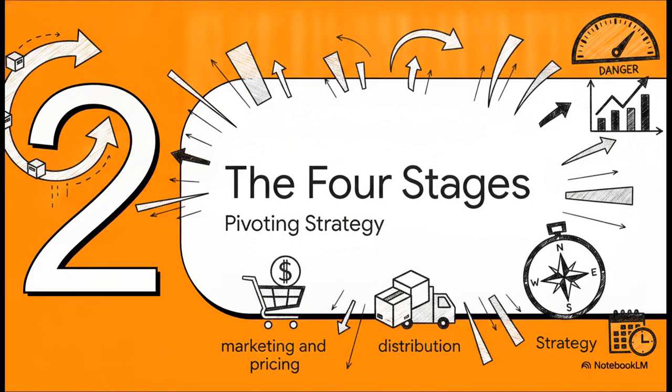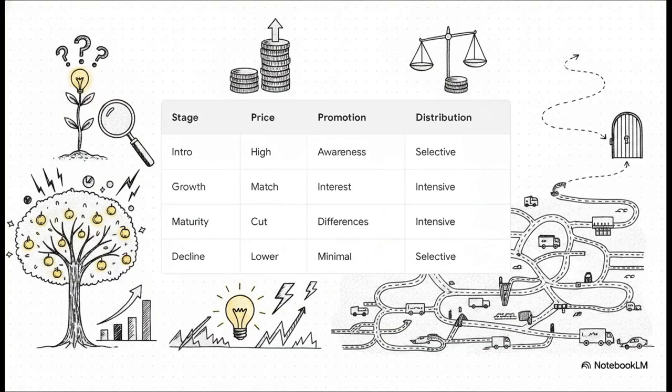Section 2. The 4 stages. Pivoting strategy. So we can't just passively watch our product travel along this curve. Our entire strategy has to aggressively pivot. Let's walk through this matrix to see how tactics shift. In the introduction stage, things are very measured. The product is unknown, costs are super high, and promotion is heavily educational. You're literally teaching people why they even need this thing.